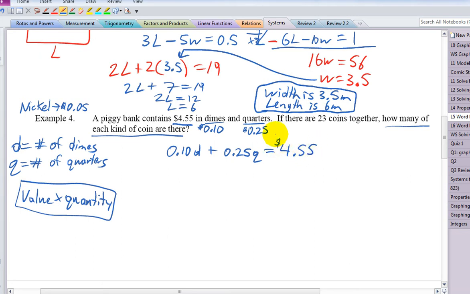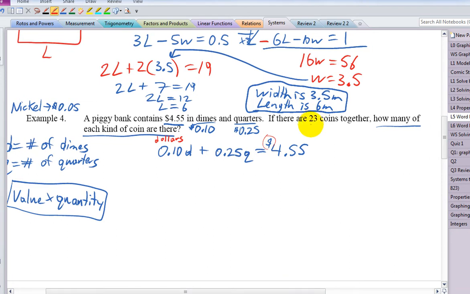$4.55. Okay. So this here is the equation in dollars. And we use dollars because $4.55 is in dollars. And I'm going to show you something we can do a little bit later. Let's look at the next sentence. There are 23 coins together. So, what do we do? What's the equation for that? Yeah. We take the quantity of dimes we have, and we add the quantity of quarters we have, and that should equal 23. Right? So you got 20 dimes and 3 quarters. Yeah, that's 23. Okay. Good.